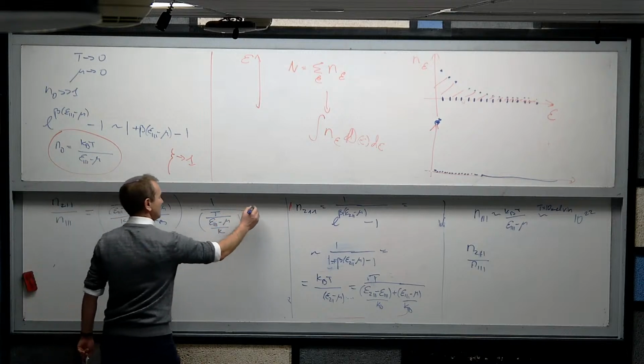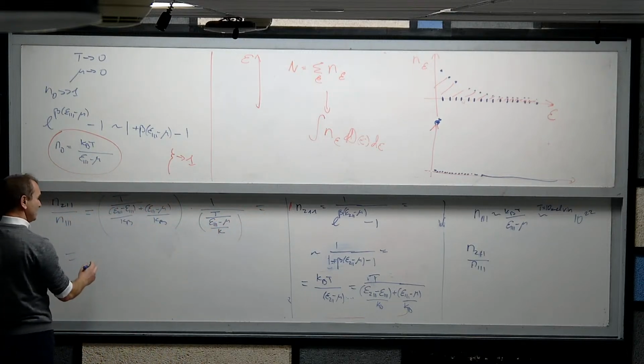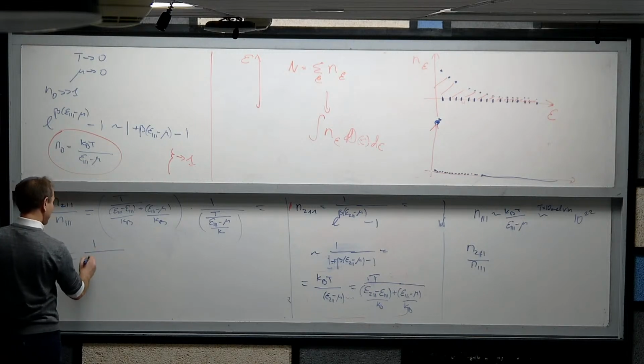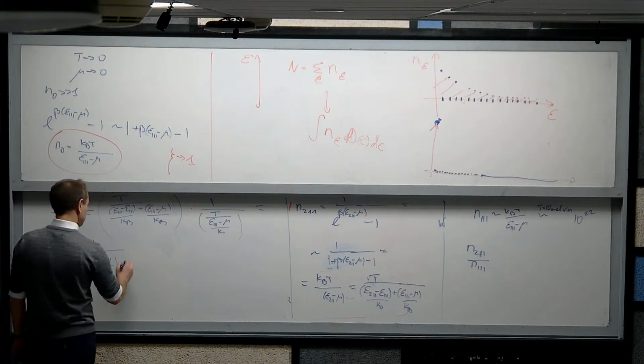Great. We don't care about T over here. And we have 1 over epsilon 211 minus epsilon 111 divided by epsilon 111 minus mu, plus 1.